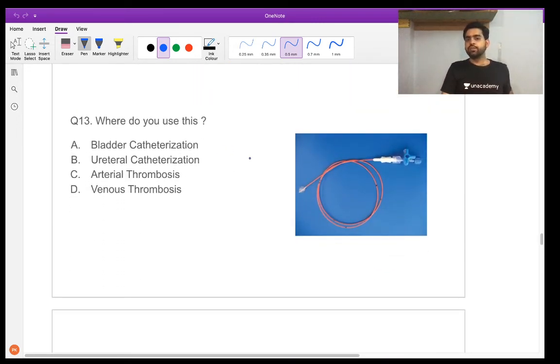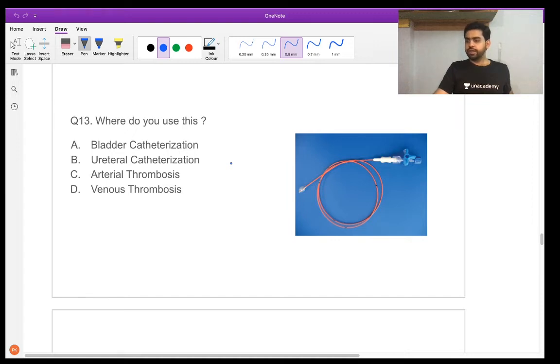Right. Now, this is again a very important image. Where do you use this particular catheter? Do you use it for bladder drainage, urethral catheterization, arterial thrombosis, or venous thrombosis? So what is the answer to this particular question? So Yogesh, Madhu, Divya. What is the answer, guys? Anybody?